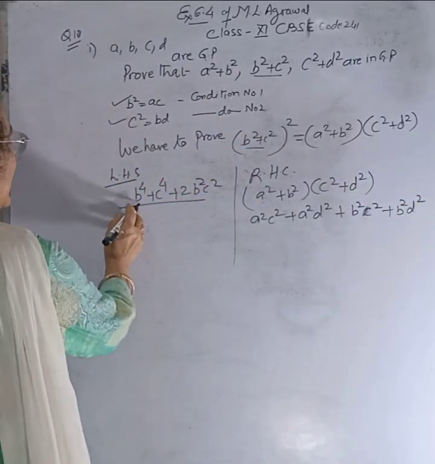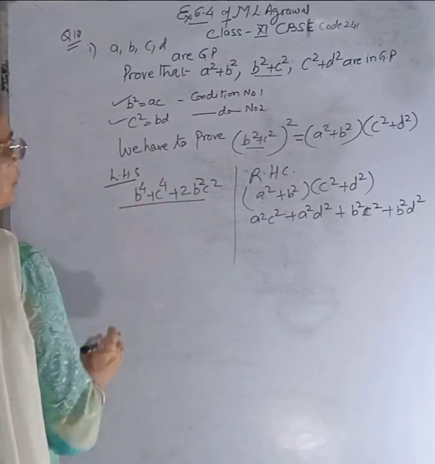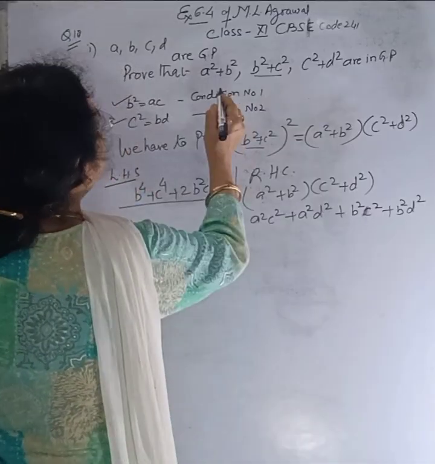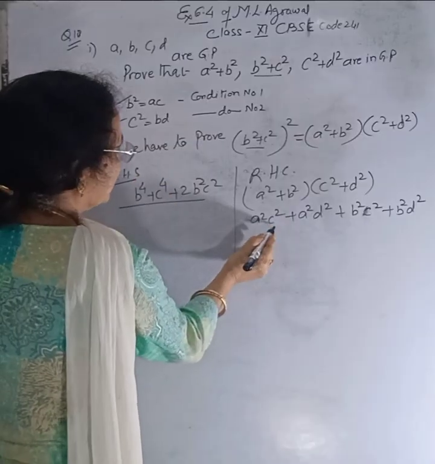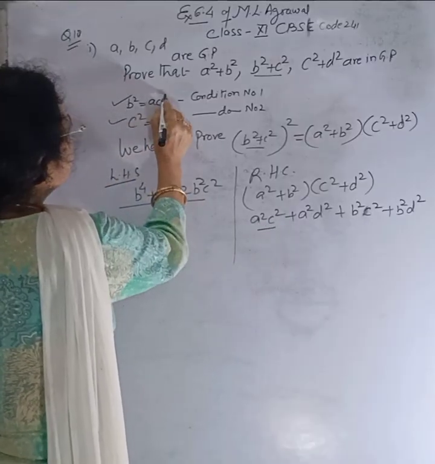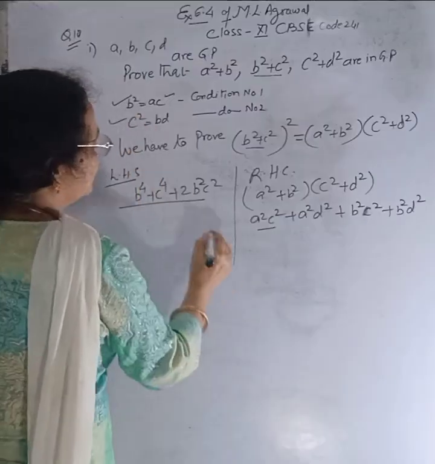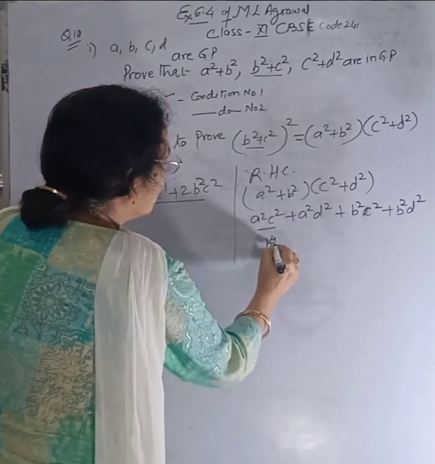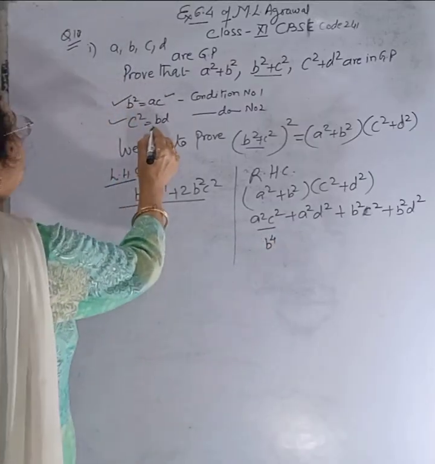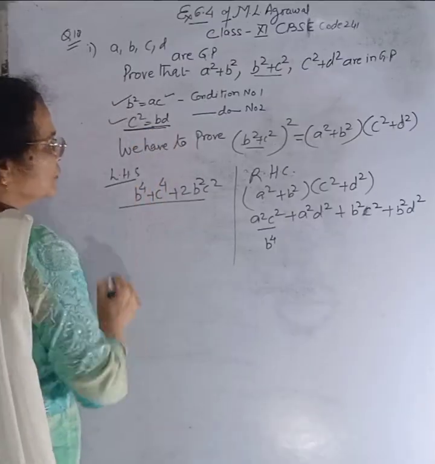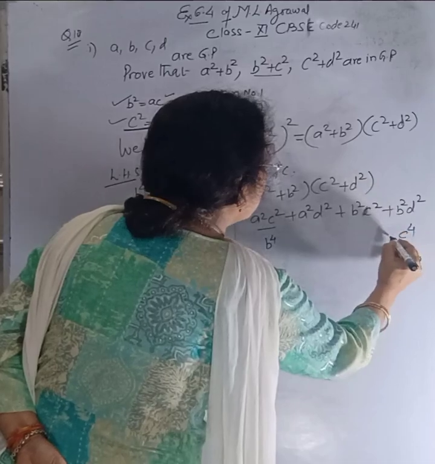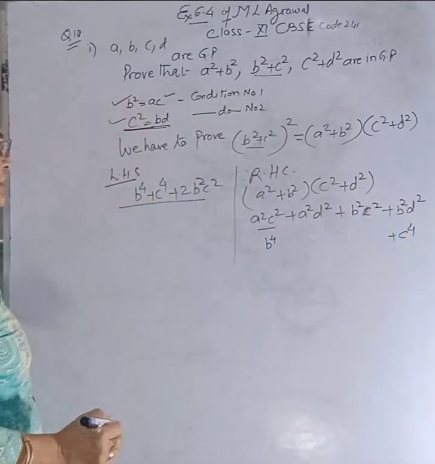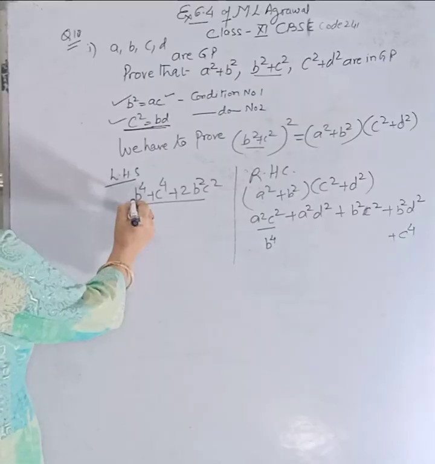Now we have to bring B to the power 4 and C to the power 4. How can we bring it? We are given this condition: B square is equal to AC. It means B to the power 4 is square of AC. Now, C square is equal to BD, so B times D can be written as C to the power 4. These two terms we have already got.